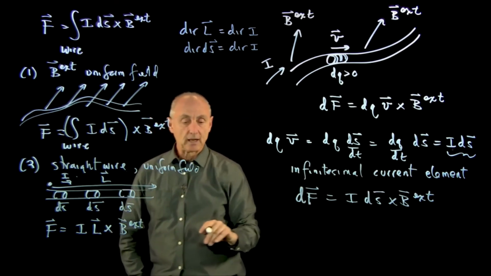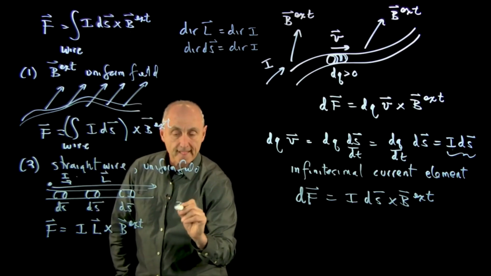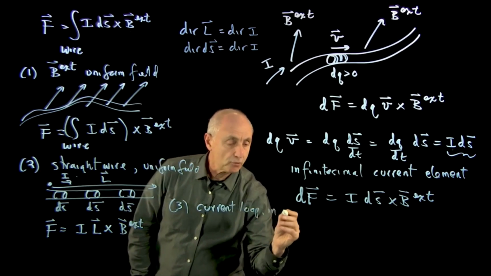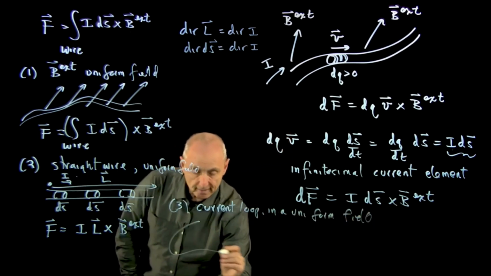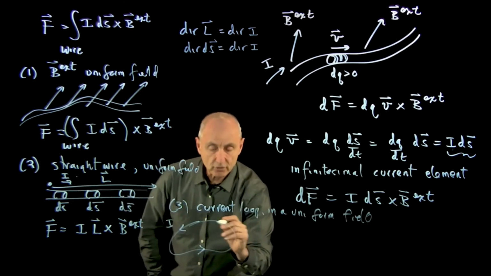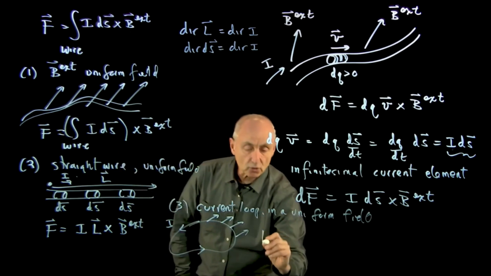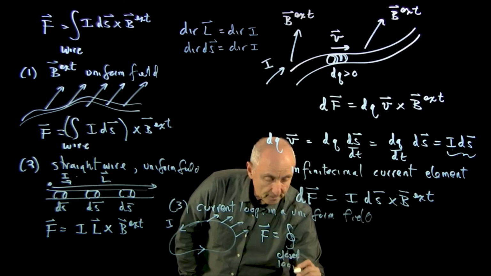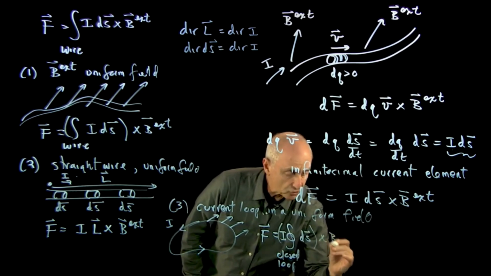Now, the third example, and I'll put that one over here, is suppose we have a current loop in a uniform field. So here's our current loop, and we have our I, and whatever the field is, B, it's uniform, then we're doing this integral: F equals the integral over the closed loop of, I'm going to pull the I out, dS, and the whole thing is cross the external field.